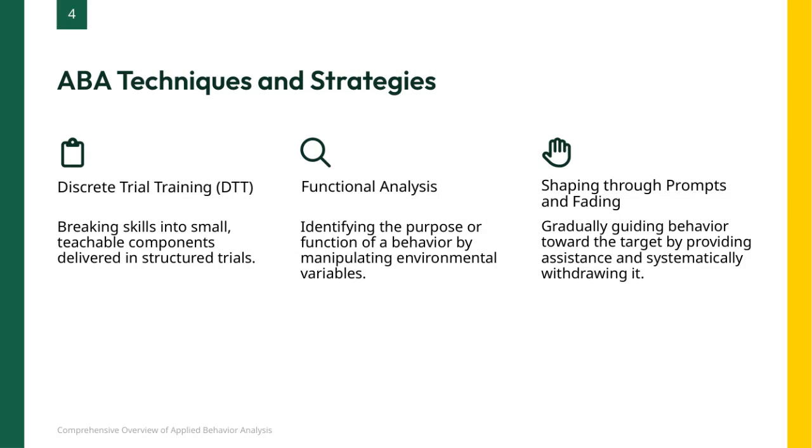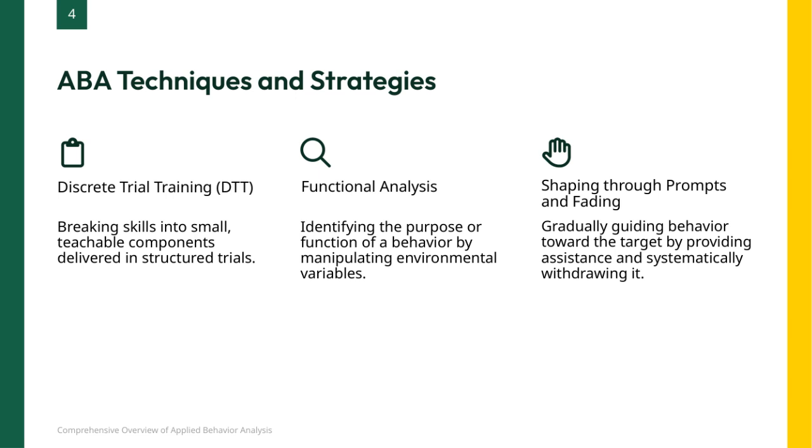Let's talk about some core ABA techniques and strategies. First, discrete trial training, or DTT, involves breaking down skills into small, manageable parts. These parts are taught through structured and repetitive trials, which helps ensure clear learning steps and measurable progress.